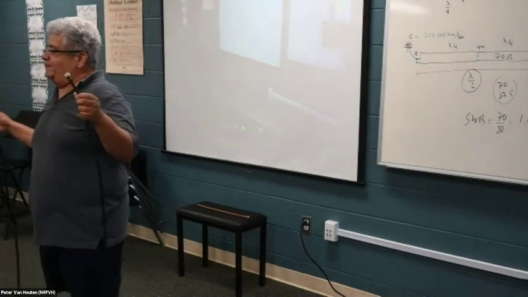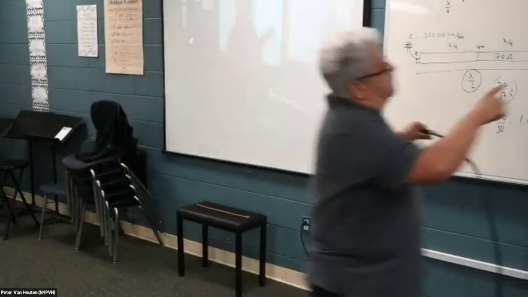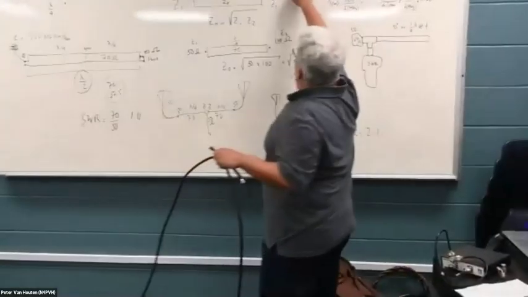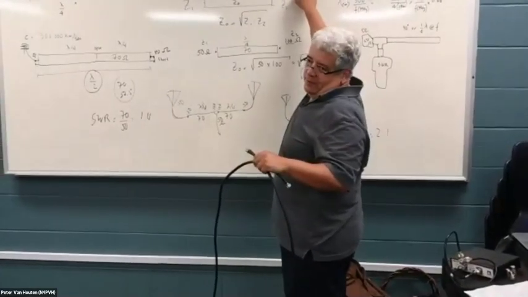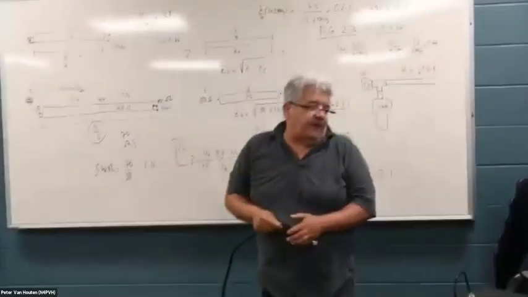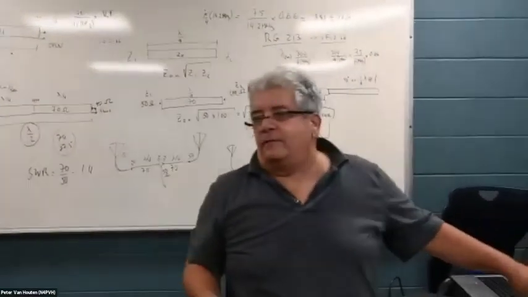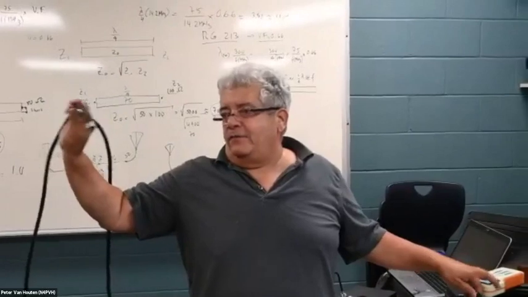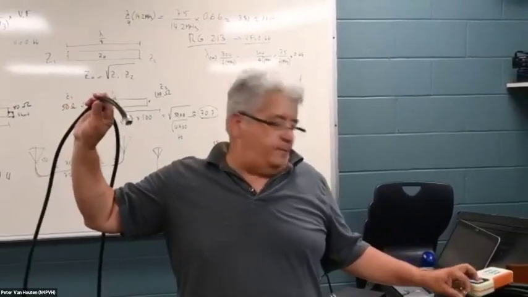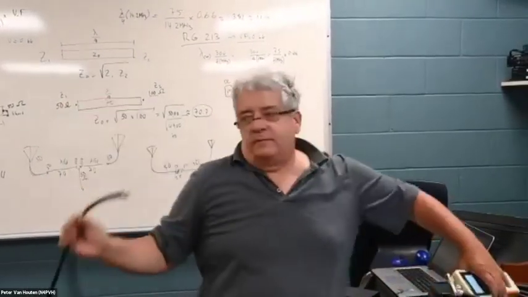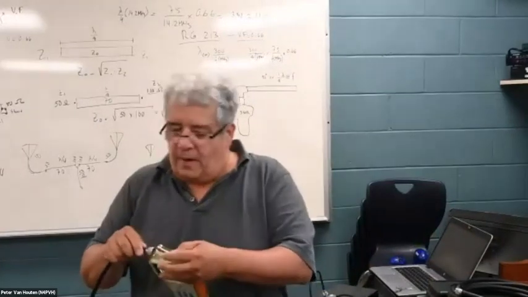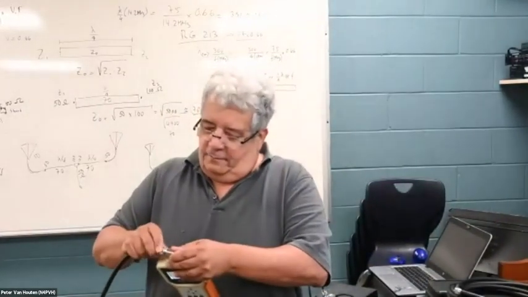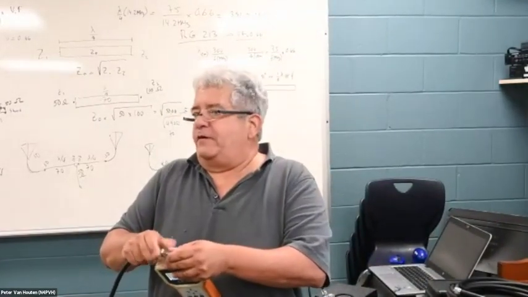Twice the frequency. So 14.2 times 2 is 28.4. Let's try it out and see what happens. Remember, this is not shorted at the far end. So this is open. So I'm looking now to measure not a quarter wave, but a half wave at twice the frequency.